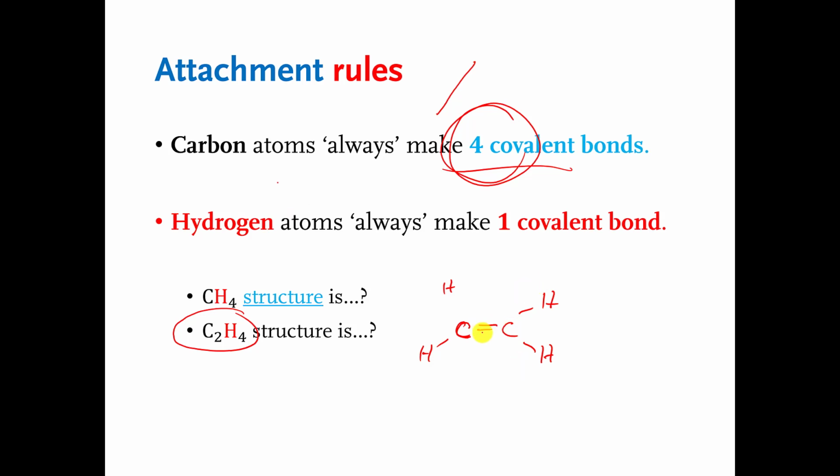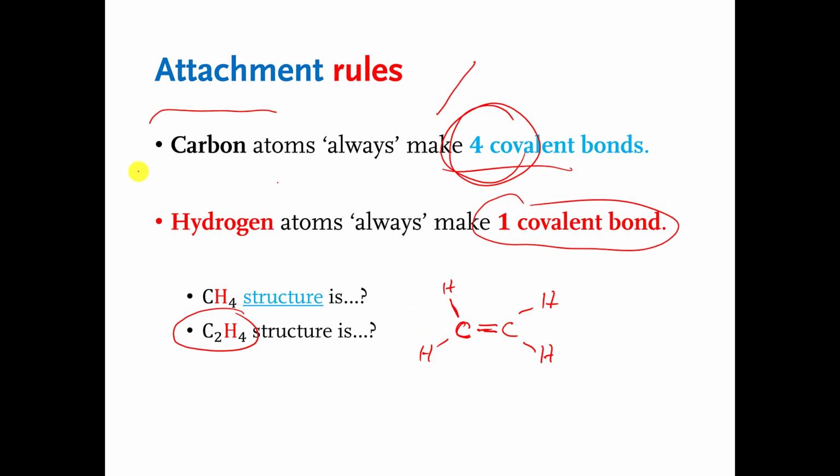Put a double covalent bond between the 2 carbons in the middle, and now every carbon in that molecule has 4 covalent bonds. 1, 2, 3, 4. Same is true with the other carbon, and if you look at the hydrogens, they are all only making 1 covalent bond, and so this is the only correct structure for C2H4.